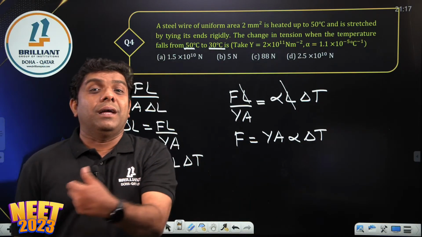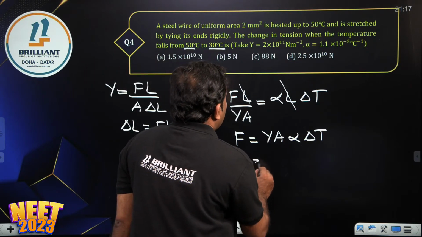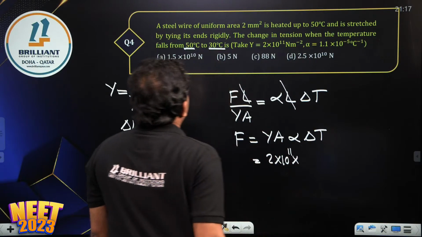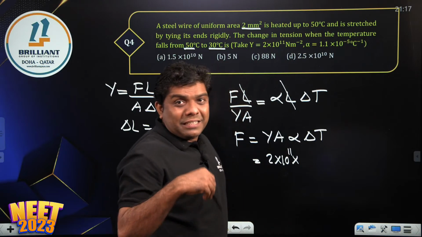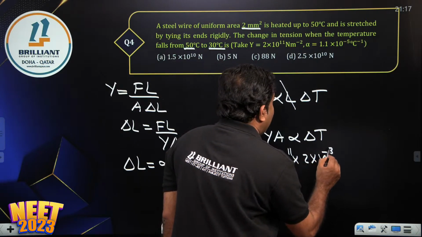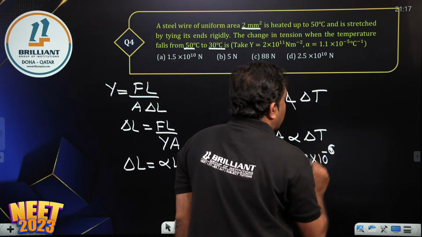So Y alpha delta T will be there. All data are given here. Y value is 2 into 10 raised to 11, and area is given as 2 millimeter square. We are converting that into meter, so 2 into 10 raised to minus 3 square, so it is 10 raised to minus 6 meter square.